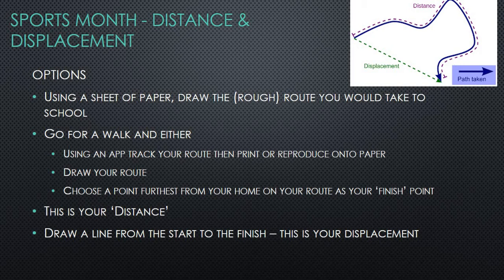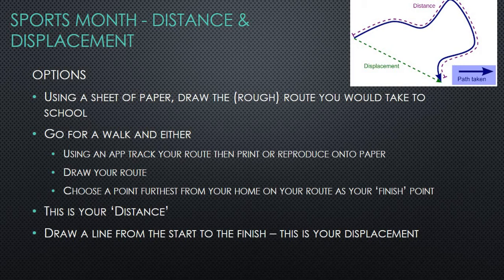So you can use just a sheet of paper and draw the rough route you would take to school. If you're unable to get outside, then that is something you can do. Obviously, you can't contribute to Sports Month for that, but that is a possibility. So you would draw just a rough route, whether it's by bus, by car, walking. It doesn't need to be exact, just a sort of direct line representation.